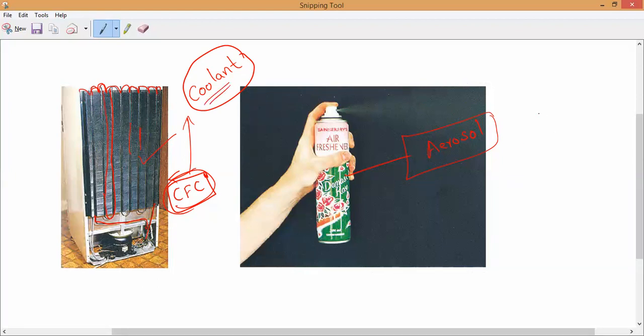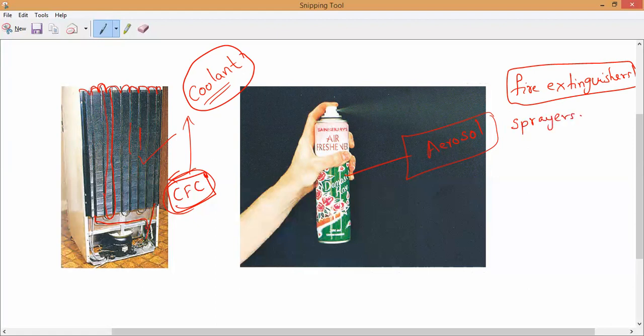Next, we are using it in fire extinguishers. When we release the pressure to push out the fire extinguisher gases or chemical substances, the CFC will help those gases come outside. And in the same way, in all the aerosol sprayers, we are using this CFC.